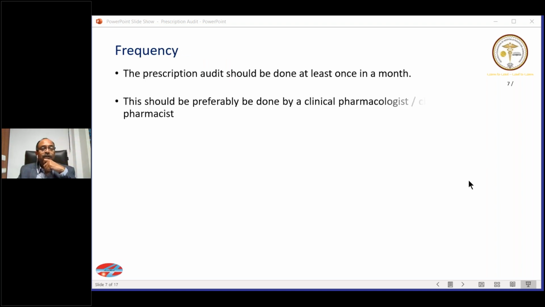The next is what should be the frequency of prescription audit. We do prescription audit once in a month, like I said earlier. This should preferably be done by a clinical pharmacologist or a clinical pharmacist. But if you don't have this, any doctor can do this prescription audit.